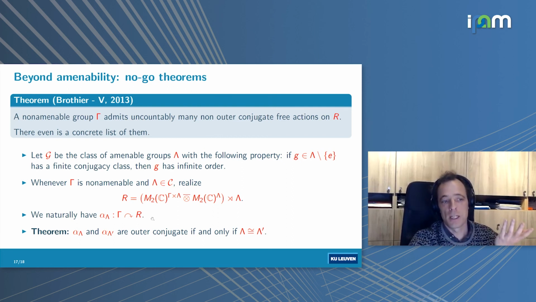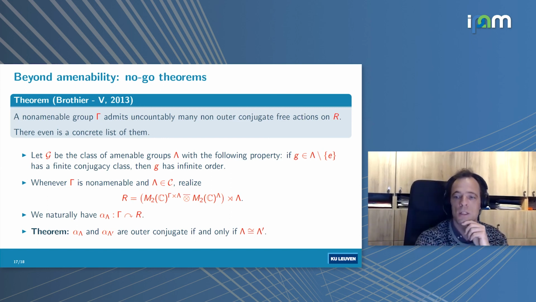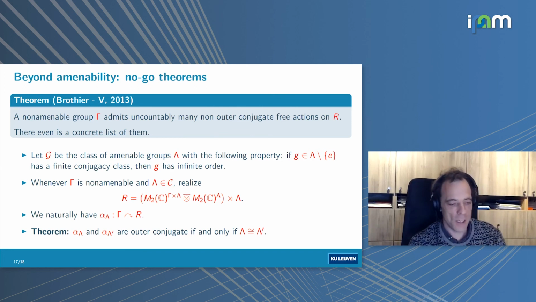So by Ocneanu, if gamma is amenable, all of them are cocycle conjugate. If gamma is non-amenable, all of them are different, except when you took, of course, the same group. So this is quite a remarkable dichotomy. Okay. So that's another no-go theorem showing that you cannot go beyond amenability.